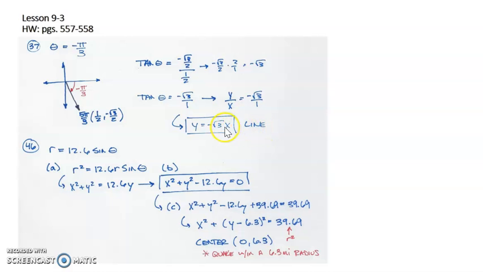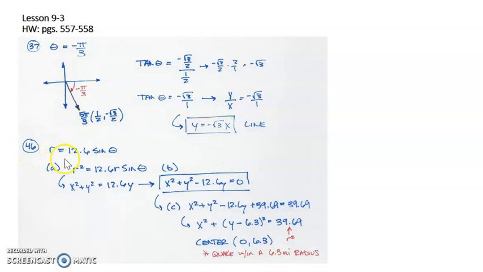That's a line. Can you see that? That's y equals mx plus b. That's at the origin with a slope of negative root 3 over 1. So it's a line. So when they just give us that directed angle, we're going to be dealing with a line. And that's how you define that.